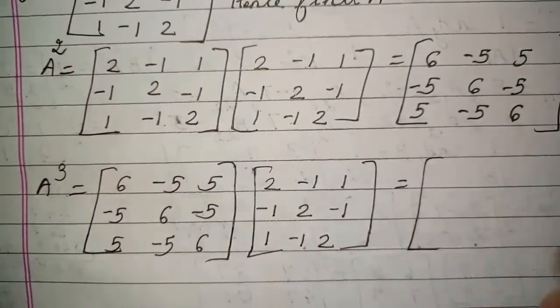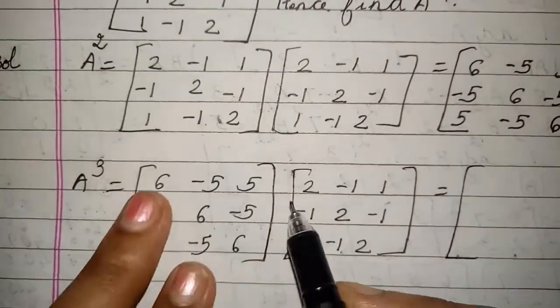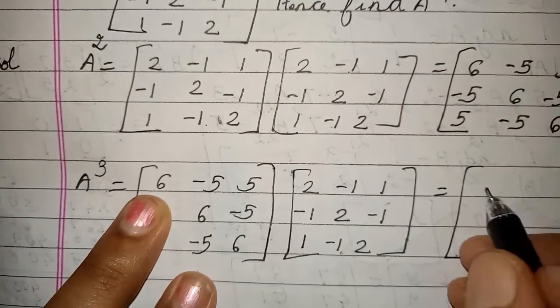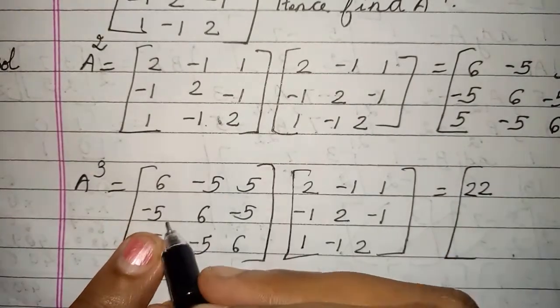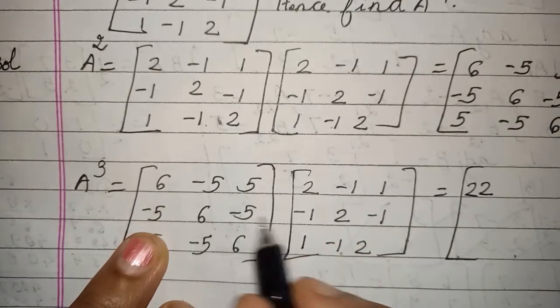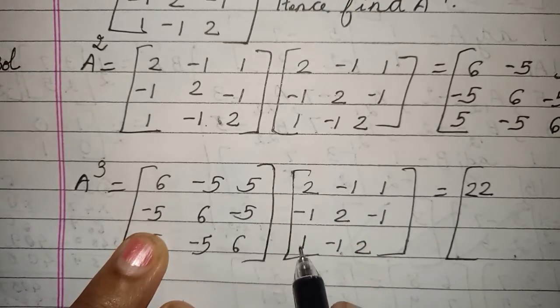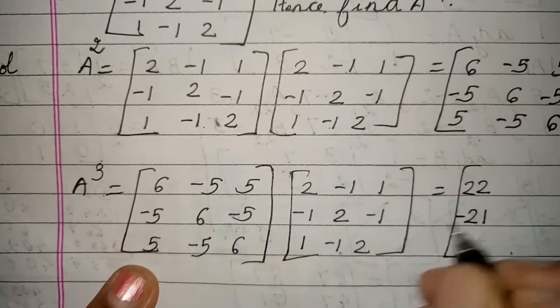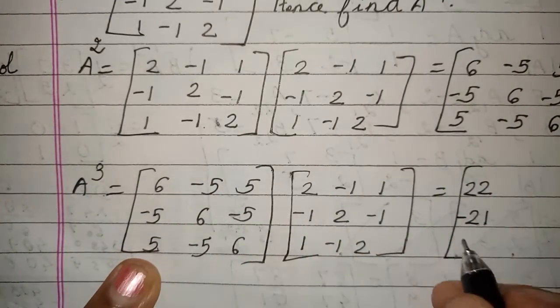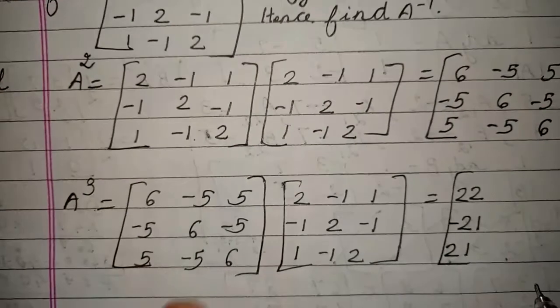Now let's do it. Okay. 2 6s are 12. 12 plus 5, 17. 17 plus 5, 22. Minus 10, minus 6. How much? Minus 10, minus 6 is minus 16. Minus 16, minus 5, minus 21. 5 2s are 10. 10 plus 5, 15. 15 plus 6, 21.